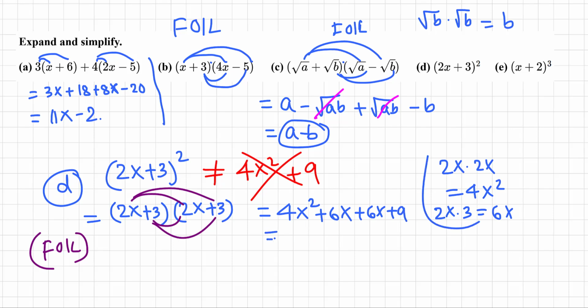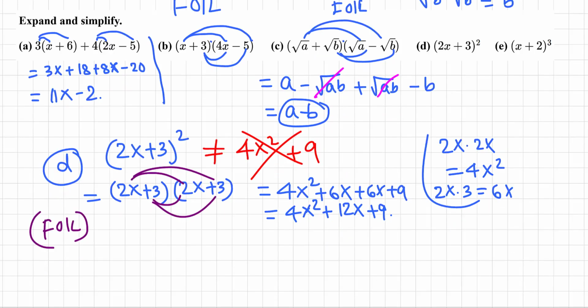Now we need to combine the like terms. The middle two terms, 6x and 6x, make 12x. So this is 4x squared plus 12x plus 9. That's the final answer. Now we have part E, which is (x + 2) cubed, or 3 copies.